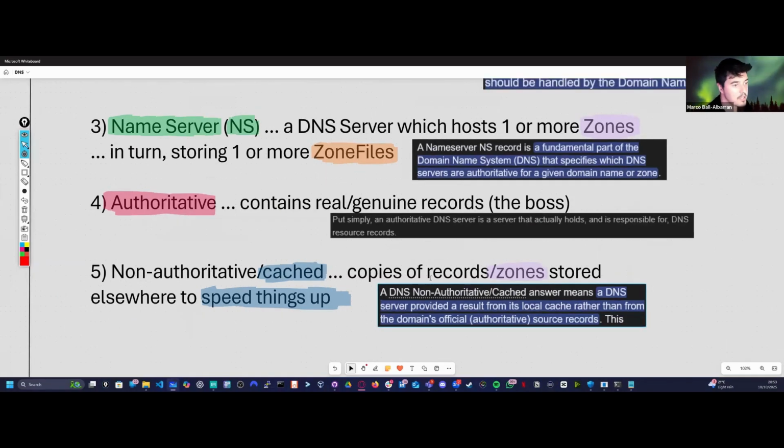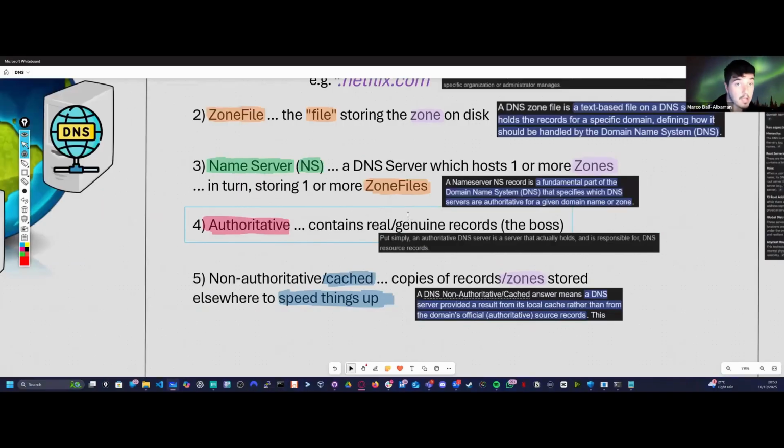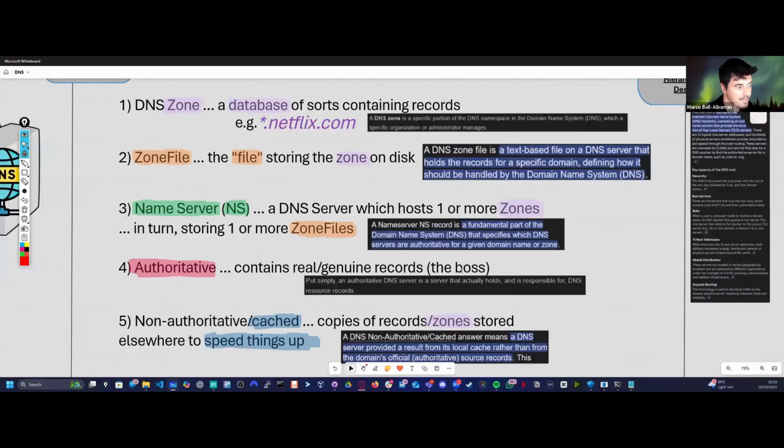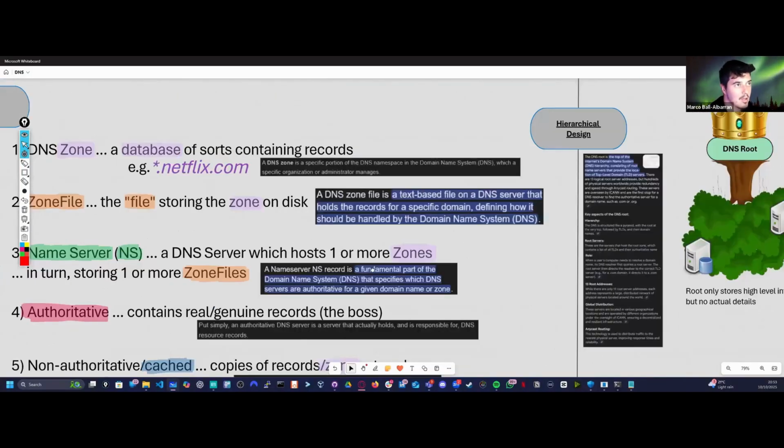So I just wanted to introduce those terms so we can understand the architecture and the hierarchical system a little bit better. And don't worry, this is high level stuff. Okay, so the details are now over here.